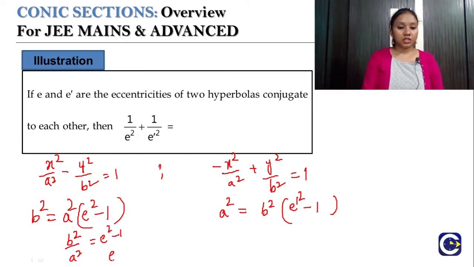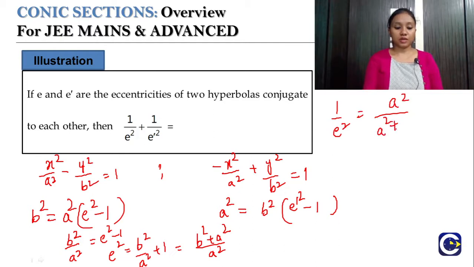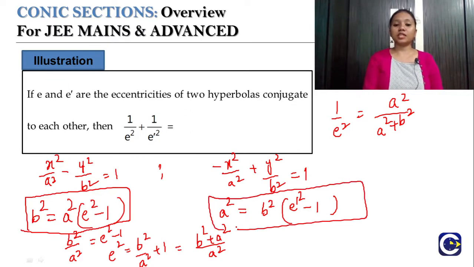So e square is equal to b square by a square plus 1, which is equal to b square plus a square by a square. But here we have to find 1 by e square. That means 1 by e square will be equal to a square by a square plus b square. Like how we have found 1 by e square from this relation, similarly you can find the relation for 1 by e dash square here. And then you have to find the value of 1 by e square plus 1 by e dash square. That means simply sum those two terms which you will get at the end of the simplification.